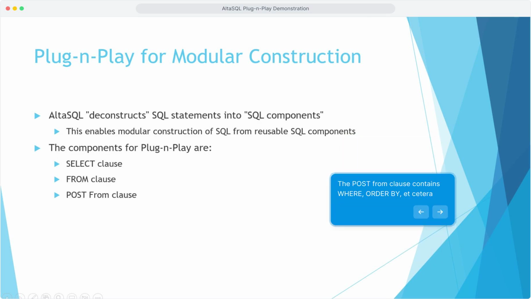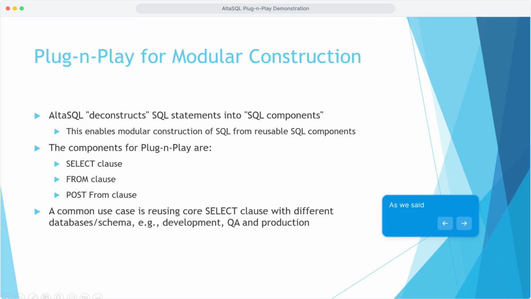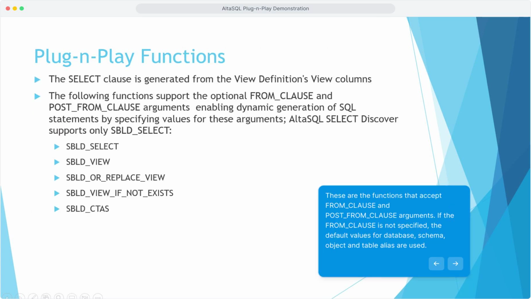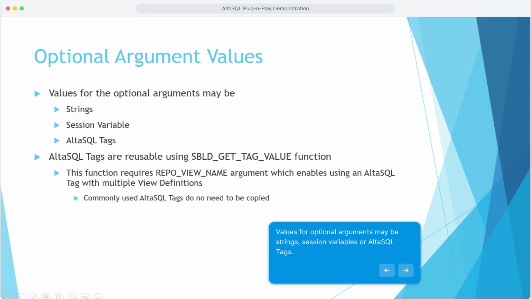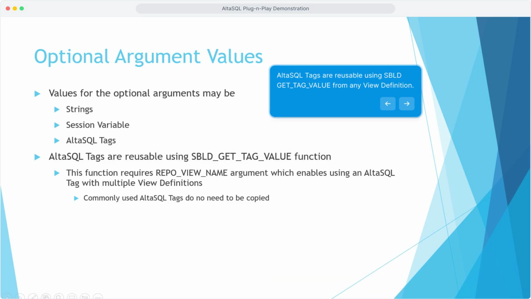The post from clause contains where, order by, etc. As we said, these are the functions that accept from clause and post from clause arguments. If the from clause is not specified, the default values for database, schema, object, and table alias are used. Values for optional arguments may be strings, session variables, or AltaSQL tags. AltaSQL tags are reusable using SBLD getTagged value from any view definition.